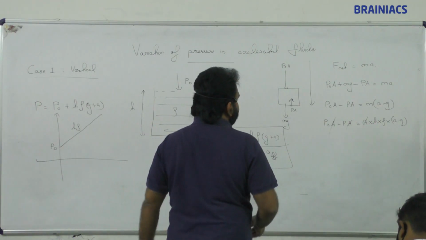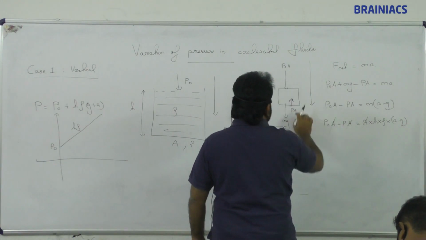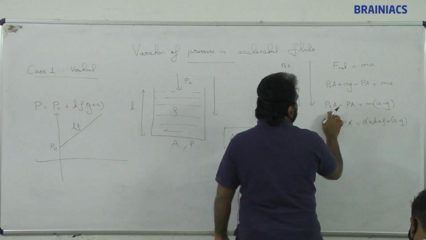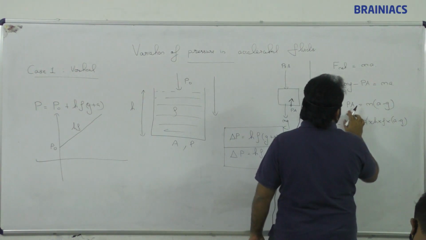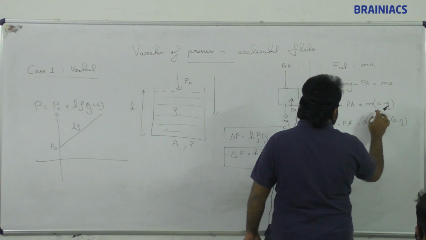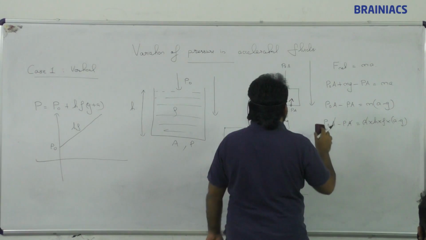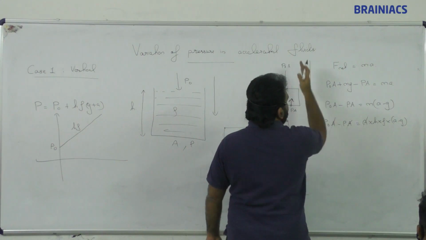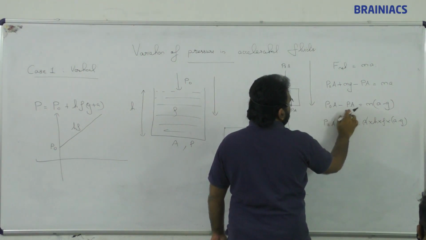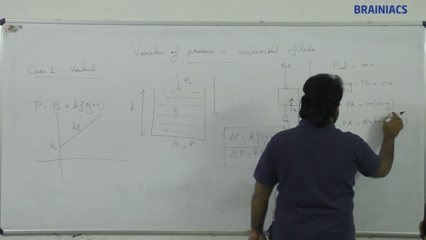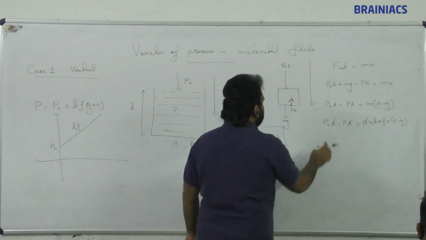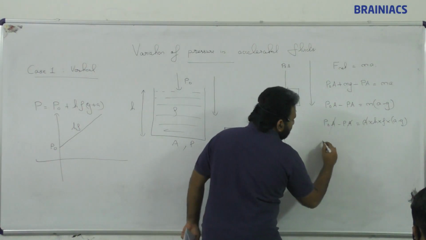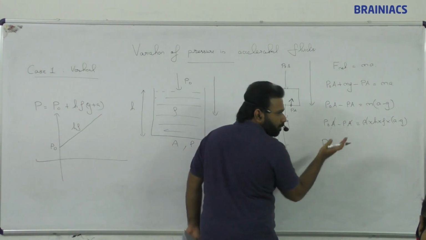Any mistake here? P naught A plus mg minus PA is equal to ma. P naught A minus PA is equal to... correct? The only difference is that we have written P naught minus P. So we will write it in the correct form, because P will be more, the pressure will be more.